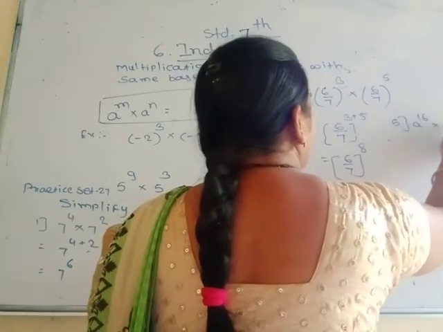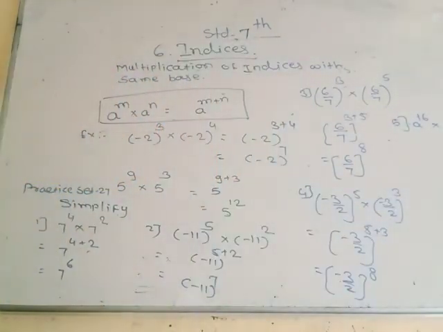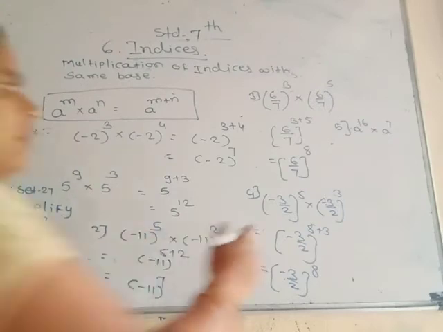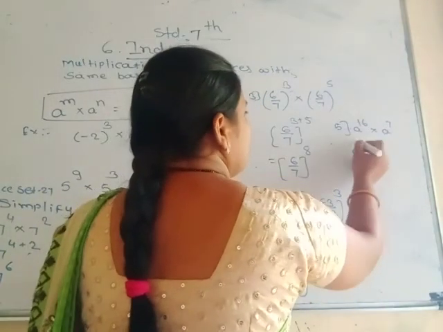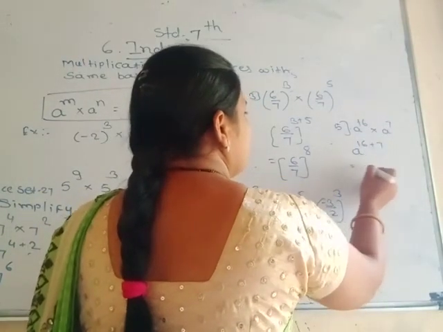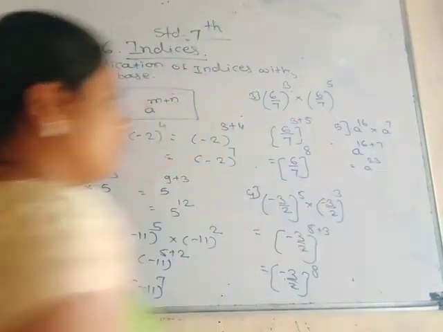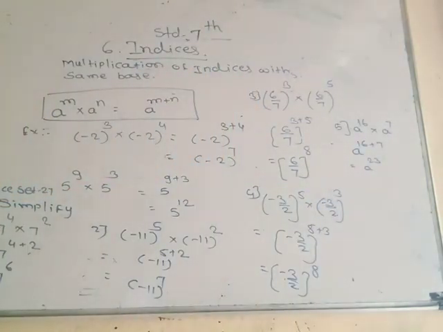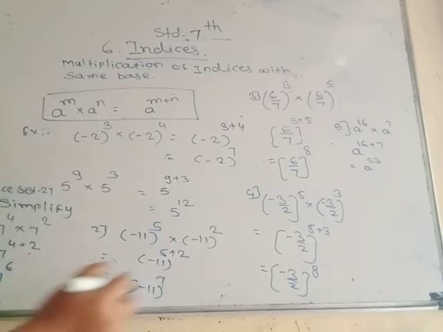Then the fifth one, see. a raised to the power 16 into a raised to the power 7. Here also the base is the same. 16 plus 7, then a raised to the power 23.